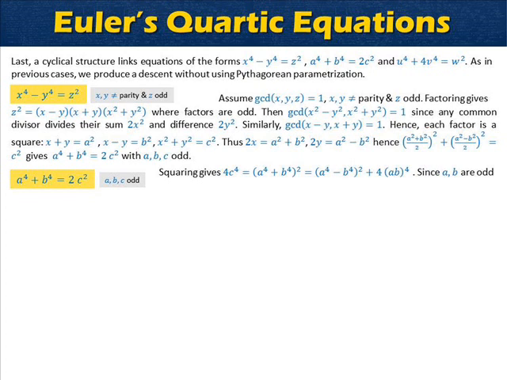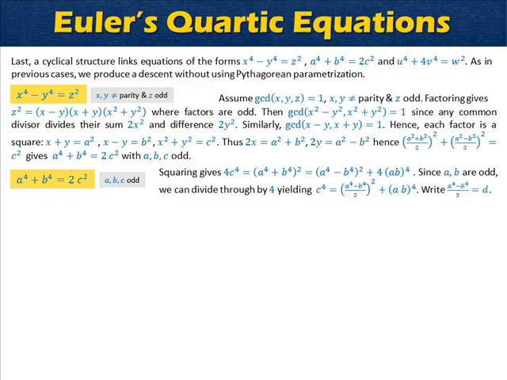Since a and b are odd, we can divide through by 4, yielding c raised to the fourth equals the square of a raised to the fourth minus b raised to the fourth over 2, plus the square of ab. We write d as a raised to the fourth minus b raised to the fourth over 2. So now we are back to a difference of fourth powers equals a square, but this time the fourth powers have equal parity and the square is even. So we need to go through the cyclical descent one more time.